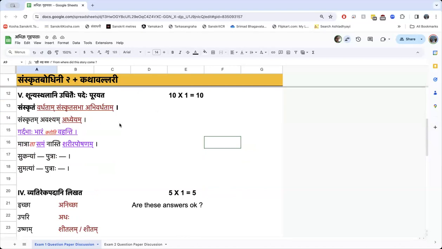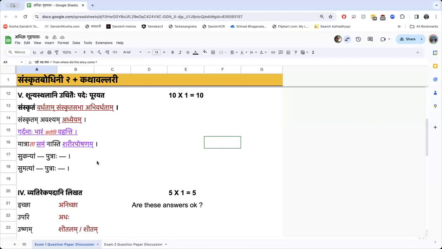Samskritam Vardhatam, Samskrita Sabha. Okay, what is this? Matra Samam. Shunya sthalani uchitaihi padaihi pureyata. There, the red marks, the brown ones and all are iffy areas. So I corrected them and I just wanted to check if the corrections are okay. So there will be many such spelling errors in the question paper. Don't worry, I will try to correct as much as possible.